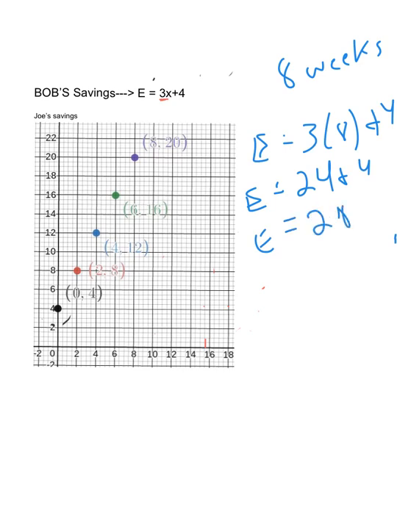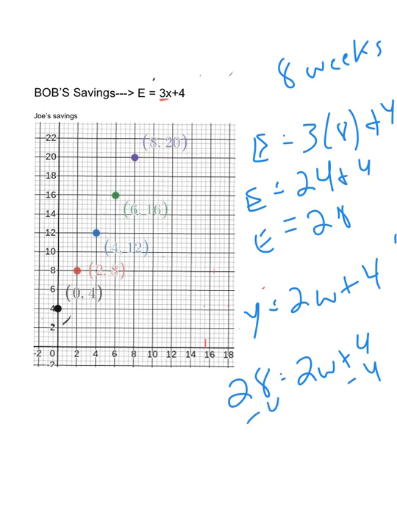The last question would be, how long will it take Joe to save that $28? Instead of putting in something for weeks, we're going to replace the E with 28 and then solve for W. But before we do that, we really need an equation for Joe's savings. So let's fix that. Remember, Joe's rate was $2 per week, and he started with $4. We're trying to figure out how long it would take to save $28, which is what Bob has after 8 weeks. So we're going to solve this simple equation.